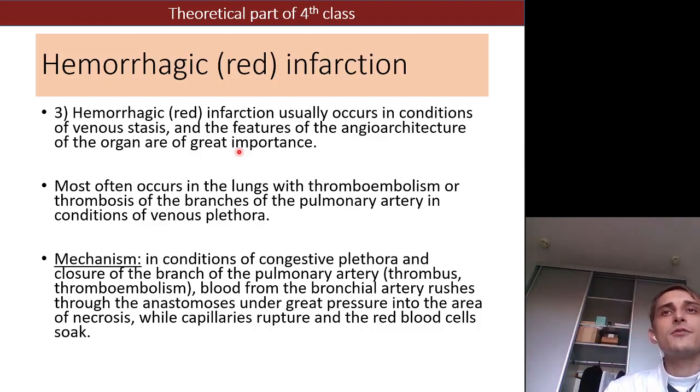The hemorrhagic or red infarction is typical for lungs, and we have already watched the lungs with the hemorrhagic infarct. The necrotic area has a triangle or rounded form, and the tissue becomes red or cherry colored. The mechanism of its development is associated with conditions of congestion and closure of a branch of the pulmonary arteries. Mostly it may be associated with thromboembolism of the lung artery. Also, blood from the bronchial artery rushes through the anastomosis under great pressure into the areas of necrosis, the capillaries rupture, and the red blood cells shock.